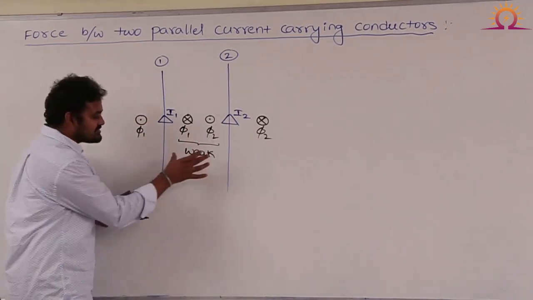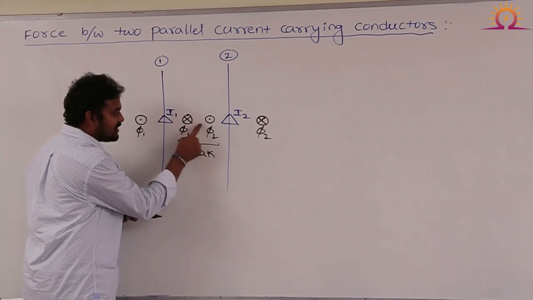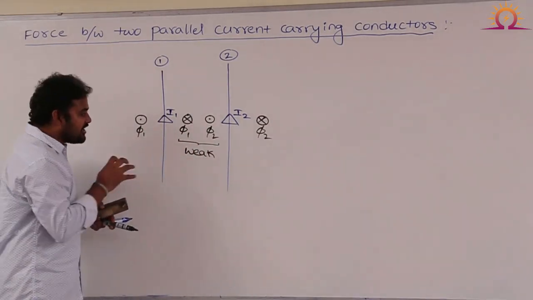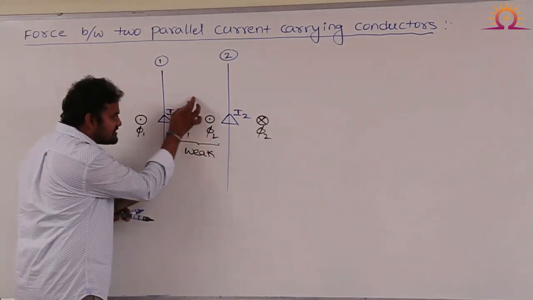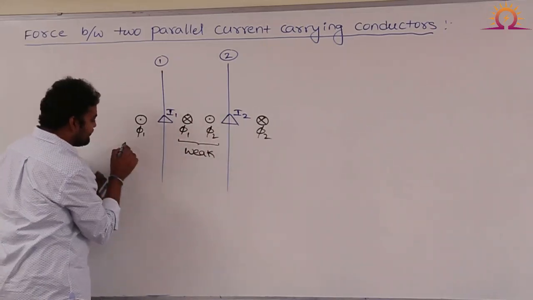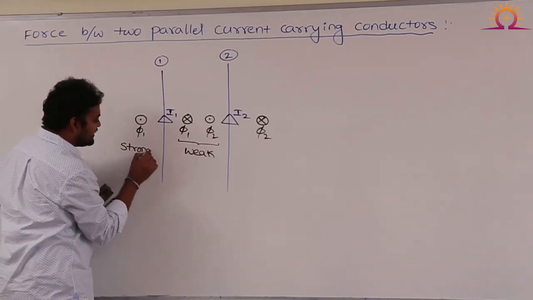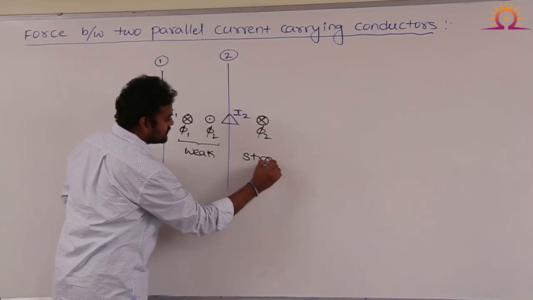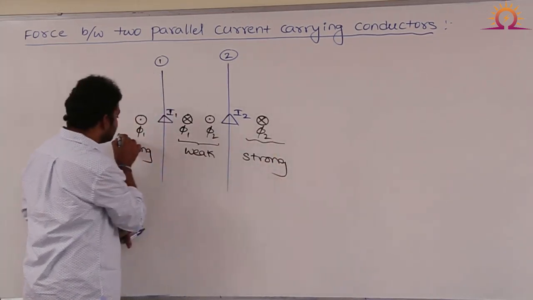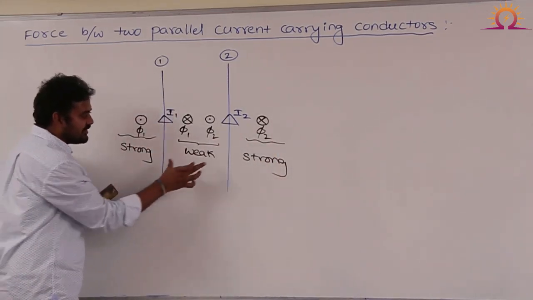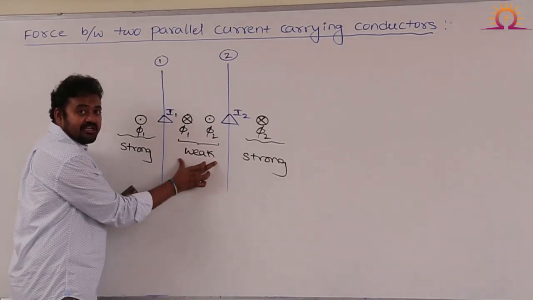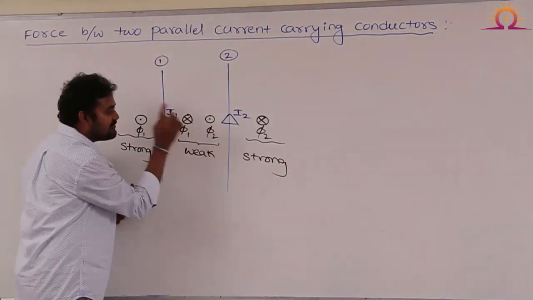Why is it very weak? The reason is both are demagnetizing each other. Therefore, compared to this medium, the outside medium will have a strong magnetic field. So this region and this region will have a strong magnetic field. Between the two conductors, the magnetic field is very weak. The reason is both are demagnetizing.